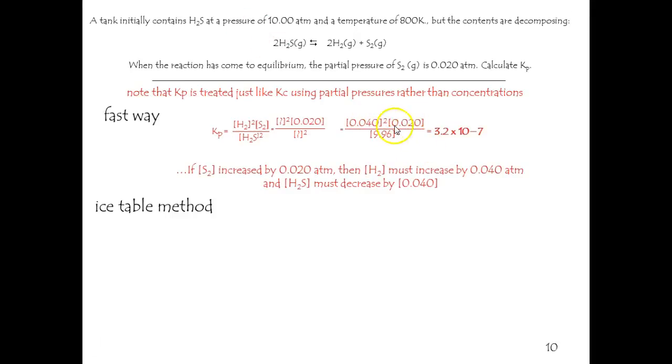There are your numbers. Turn them into a big number. That's your K sub p: 3.2 times 10 to the minus 7th. That should be an exponent. That's a lousy equilibrium constant if you're trying to get very far. So it's not doing much.